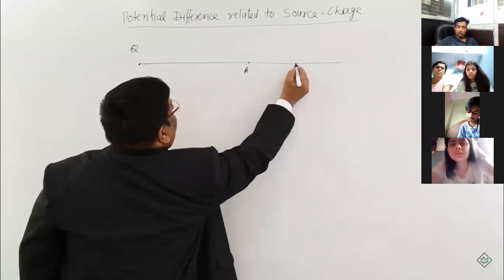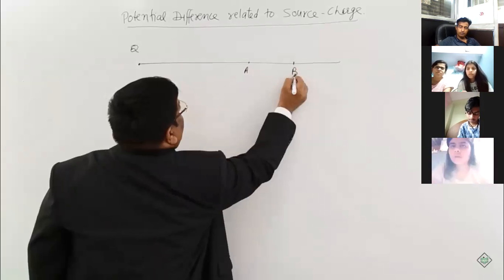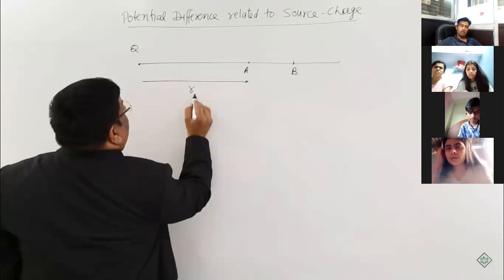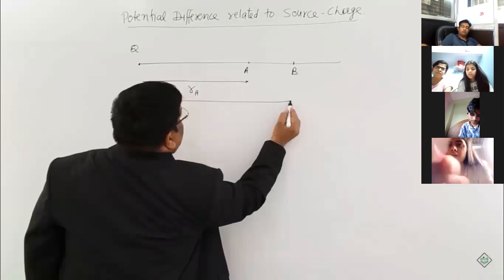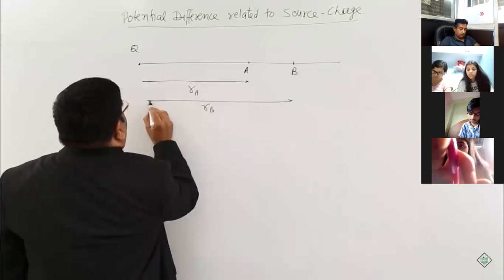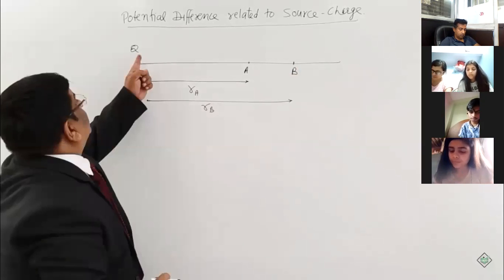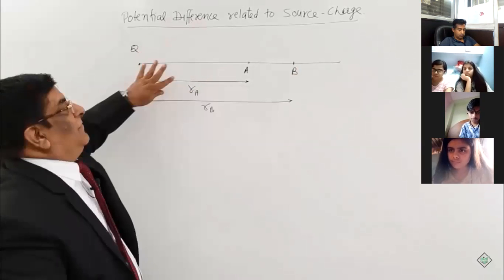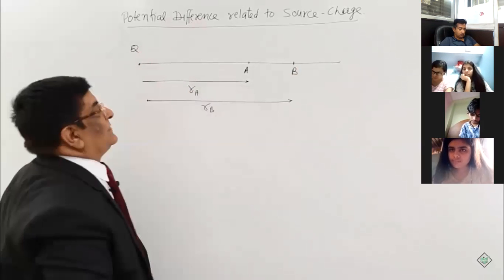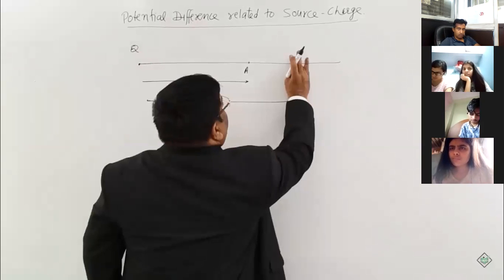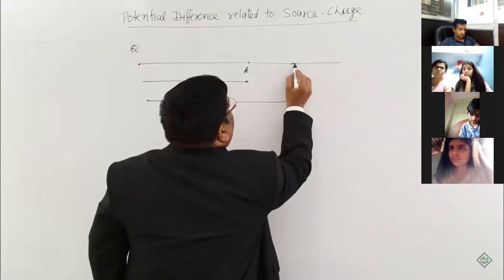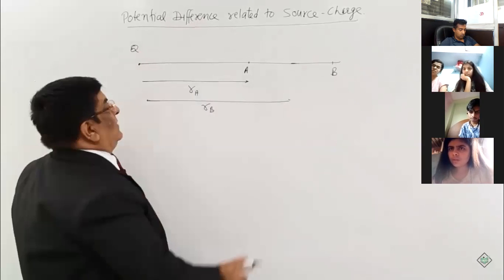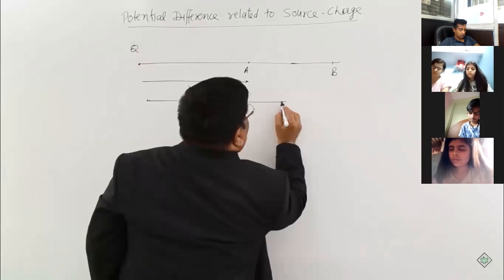And this is related to the source point charge. B. Okay, this distance is RA and this distance is RB. Because of this Q, there is electric field all around. Everywhere its electric field can be experienced. Now I want to find out the potential difference between point A and point B. Point A is at RA and point B is at a distance RB.